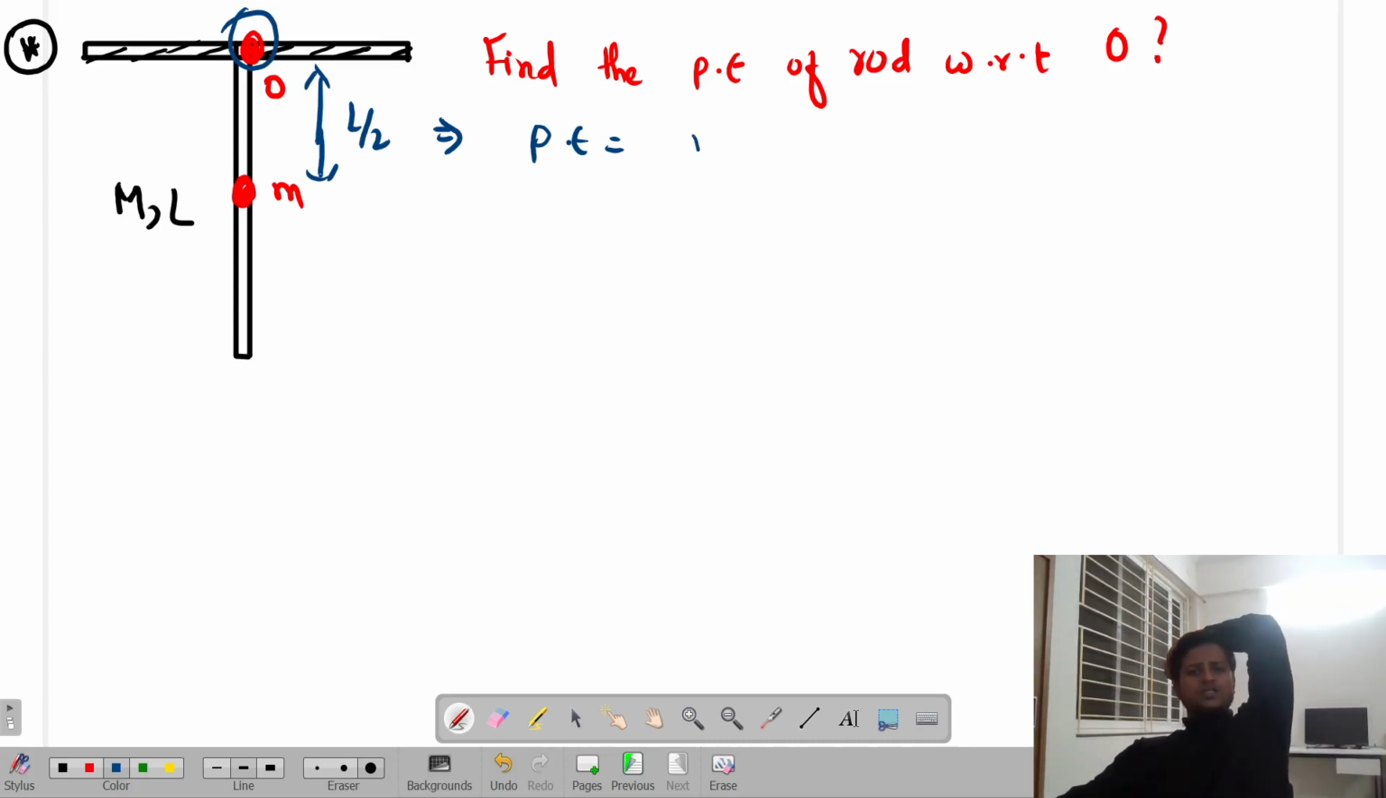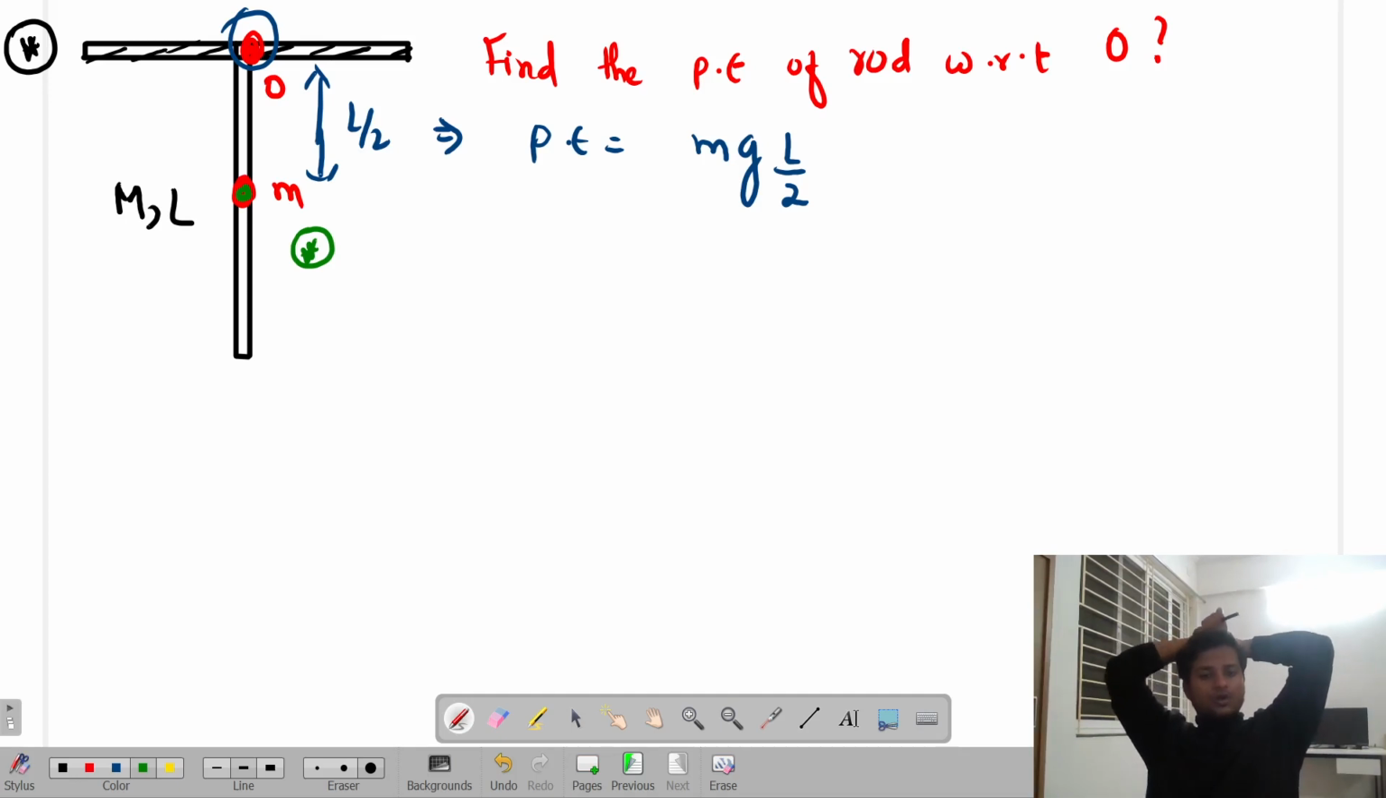So the potential energy will be what? Mass into gravity into length, how much? L by 2. बात खत्म. That is your answer. But let us just prove this. What to do? Why? Because this mass is located at what distance? L by 2 distance. Are you able to get me on?